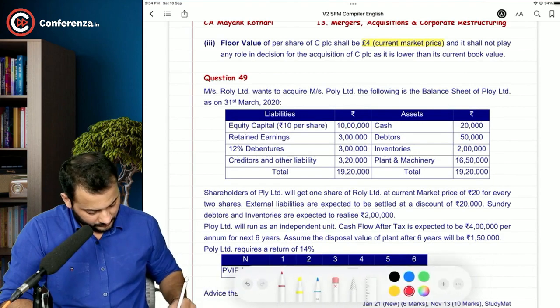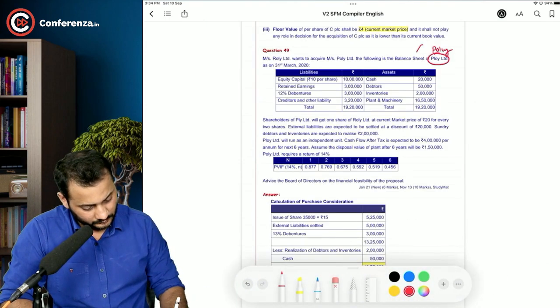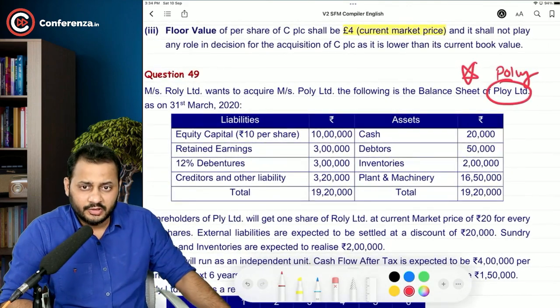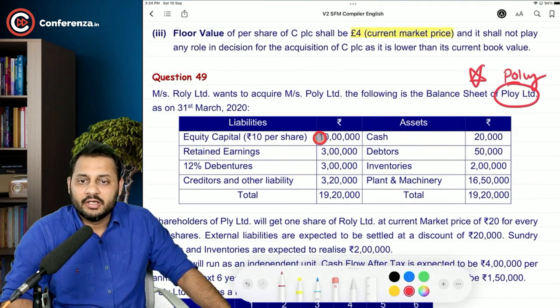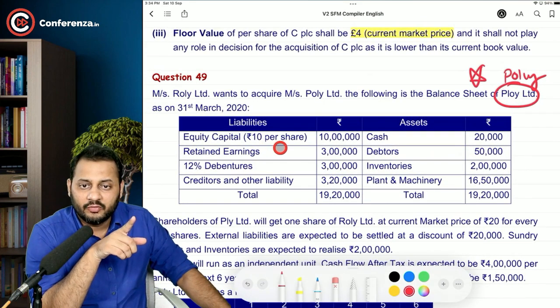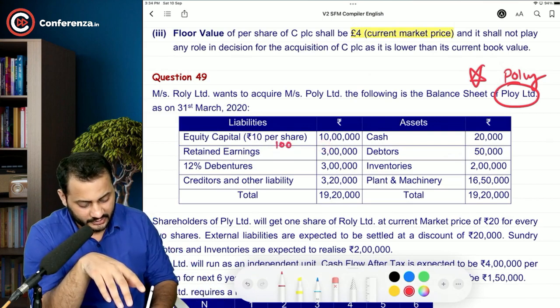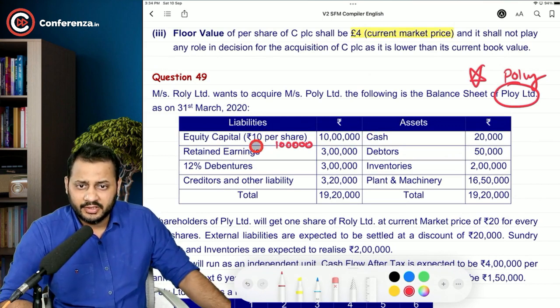So this is Poly Limited. Okay. See, whose balance sheet is this? Target company's balance sheet, Poly. Equity share capital of rupees 10 per share is 10 lakh. That means total number of shares are 1 lakh, 10 lakh divided by 10. Retained earnings 3 lakh.